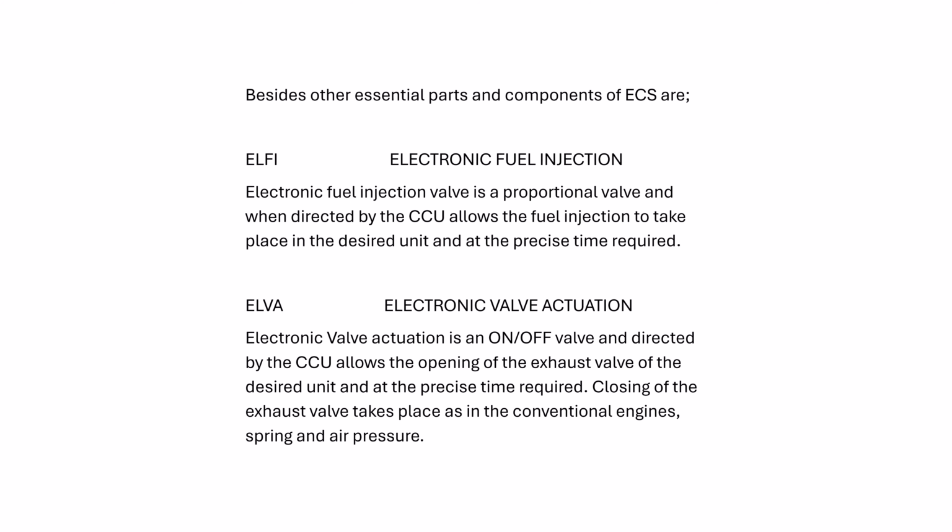Besides the other essential parts and components of the ACS, there is the electronic fuel injection valve. It is a proportional valve, which I told you about, remember, there used to be LV and LVA, different valves. This part remains the same. It is a proportional valve, and when directed by the CCU, the fuel injection takes place in the desired unit at the precise time required. It's a proportional valve because it has to allow an amount of fuel proportional to the given direction.